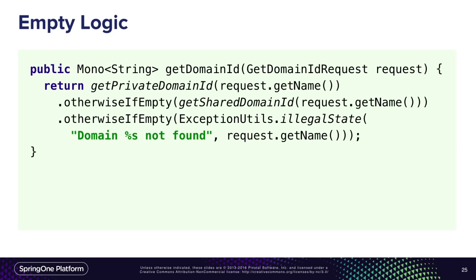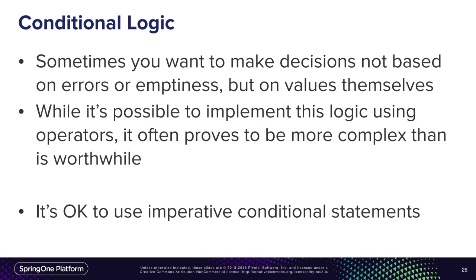But it may return nothing. It might say, I looked, didn't find anything, here you go. In which case, I'm then going to use otherwise if empty. I'm going to say, OK, I got this response, it's empty, so I will try my shared domain. And again, I do the same sort of request. Hopefully, that will come back with an ID. But again, it may not, in which case, it provides an empty completion. And I do another otherwise if empty. But this time, instead of saying, here's the value, try another value, I'm going to throw an exception. And I'm going to say, the domain name that you provided for me does not exist. So, two simple examples of conditional logic.